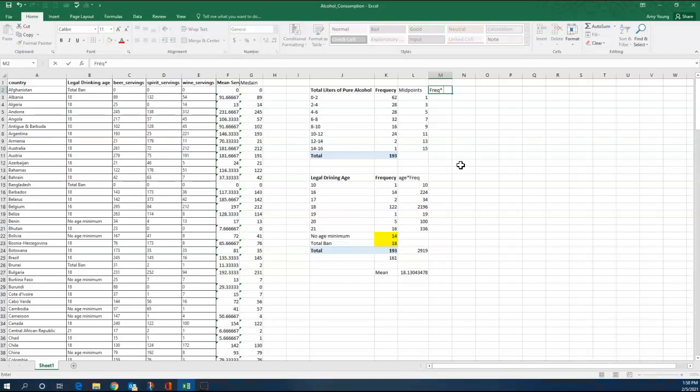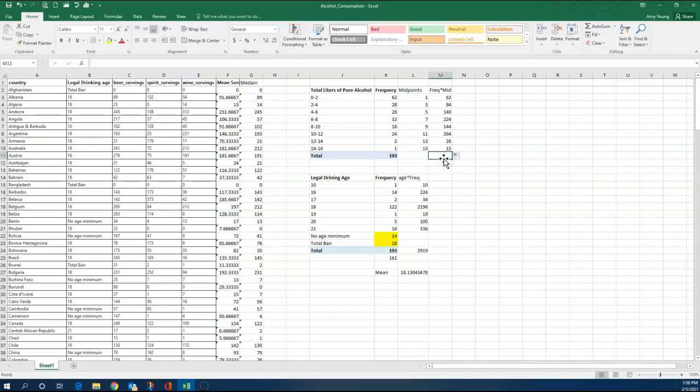Okay, so now what we're going to do is take the frequency and multiply it times the midpoint, very similar to what we did with the legal drinking age, except we had to find that midpoint because we needed a singular value to multiply our frequency from. So we're going to do equal, our frequency times our midpoint, and press enter. That's going to give us that 62 there for 0 to 2 liters. And then we're going to just drag that down to the very bottom.